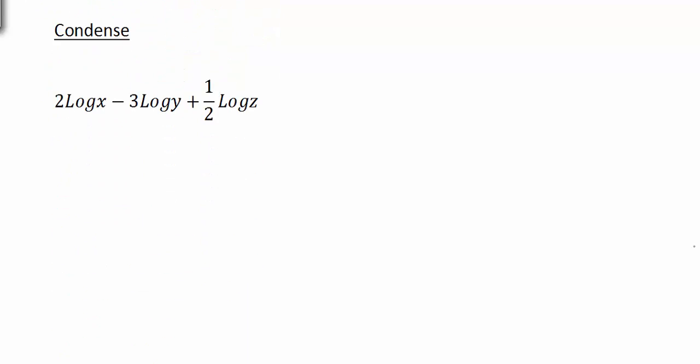All right, now we want to look at how can we use the properties instead of expanding, how can we condense the logarithms to one log function? So in other words, here we're doing just the reverse of what we were looking at earlier. So now we want to use the properties to go in the other direction. So here we have 2 log of x minus 3 log of y plus 1/2 log of z. And typically you want to start with your exponents. So we're going to do the reverse.